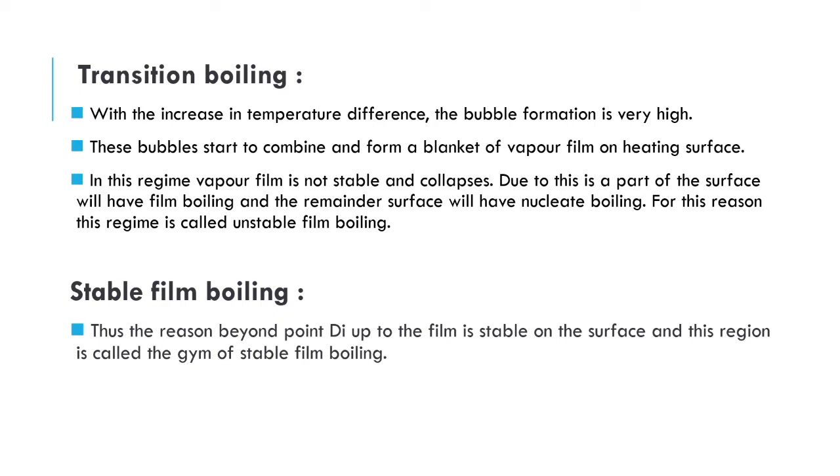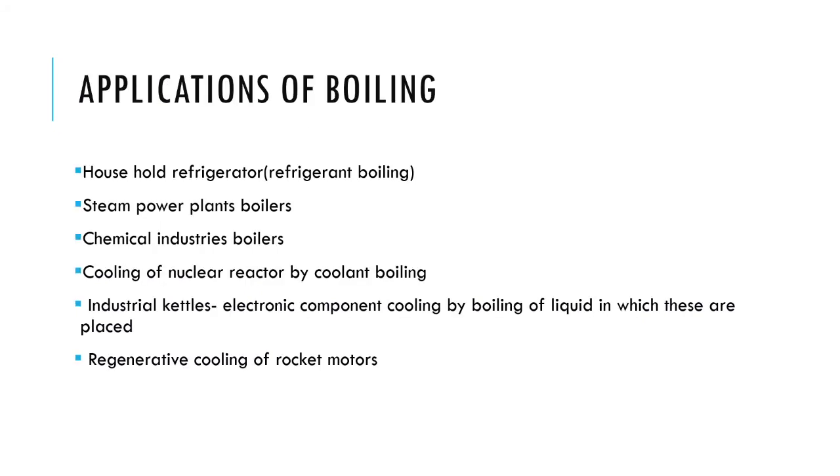After that, we have stable film boiling. Please note the part in transition boiling. It is called transition because it is a transition between film boiling and nucleate boiling. A part of the surface undergoes film boiling and the remainder undergoes nucleate boiling. After that, we move on to stable film boiling. Thus, the region beyond D up to where the film is stable on the surface is called the regime of stable film boiling.